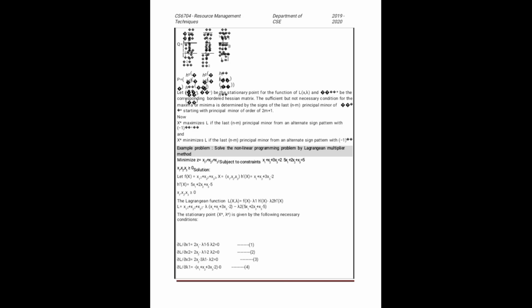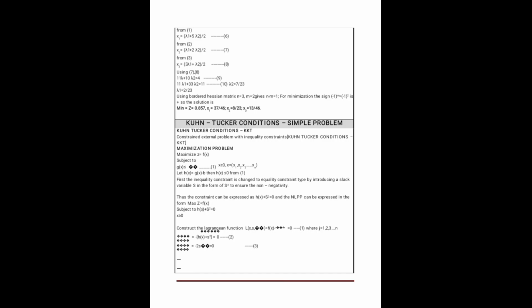Same procedure, first f of x, then x, then h dash of x, h double dash of x. Okay, the Lagrangian multiplier L of x comma lambda is equal to f of x minus lambda1 into h dash of x minus lambda2 times h double dash of x. Then the capital L value, dou L by dou x1 value equation number 1, dou L by dou x2 value equation number 2, dou L by dou x3 value equation number 3, then dou L by dou lambda 1 equation number 4, then x1, x2, x3 using equations 7 and 8 to solve the problem.